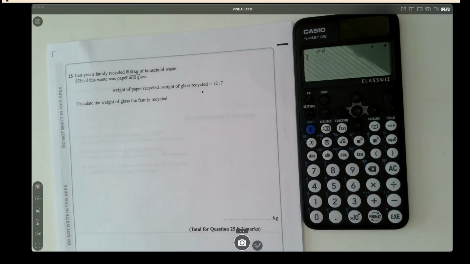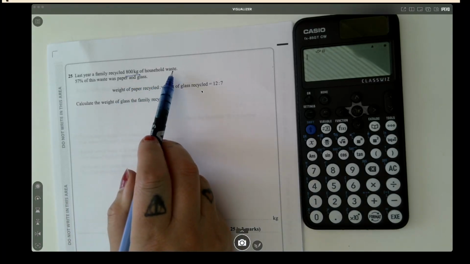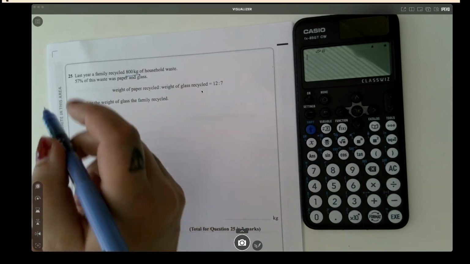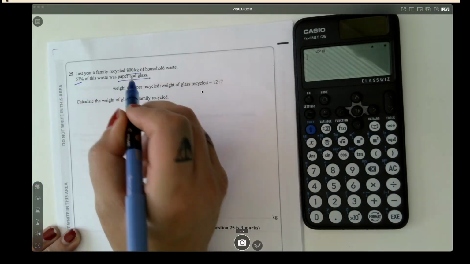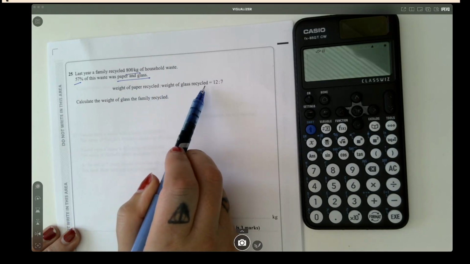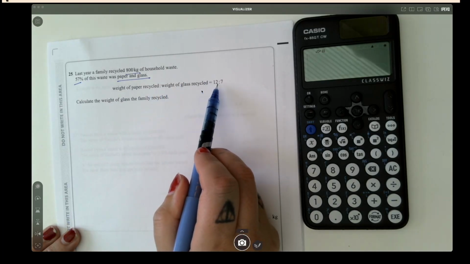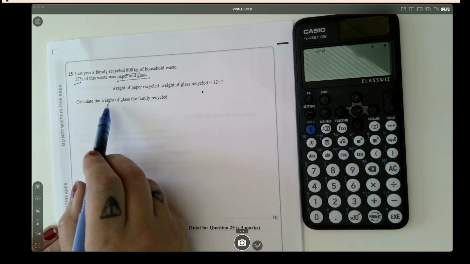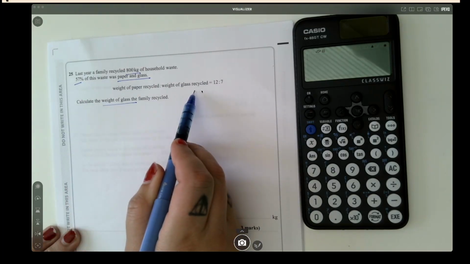Question 25. Last year, a family recycled 800 kilograms of household waste. 57% of this waste was paper and glass. The weight of paper recycled to the weight of glass recycled is expressed in the ratio 12:7. Calculate the weight of glass the family recycled.